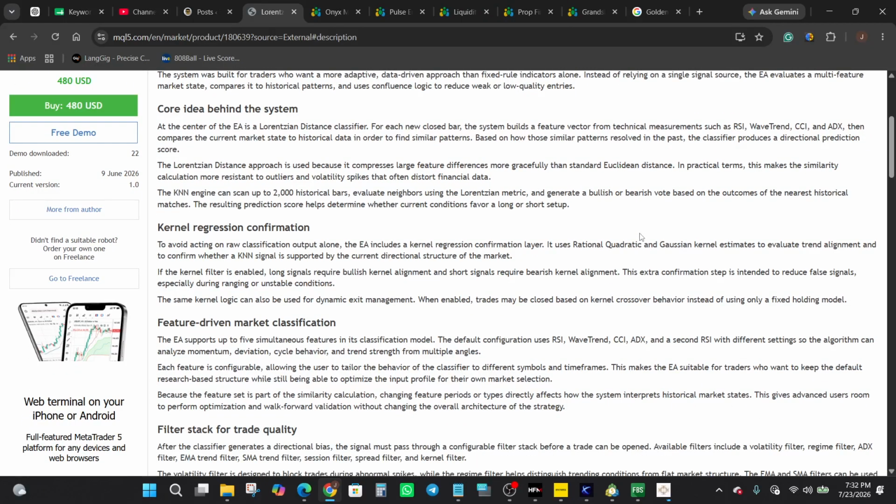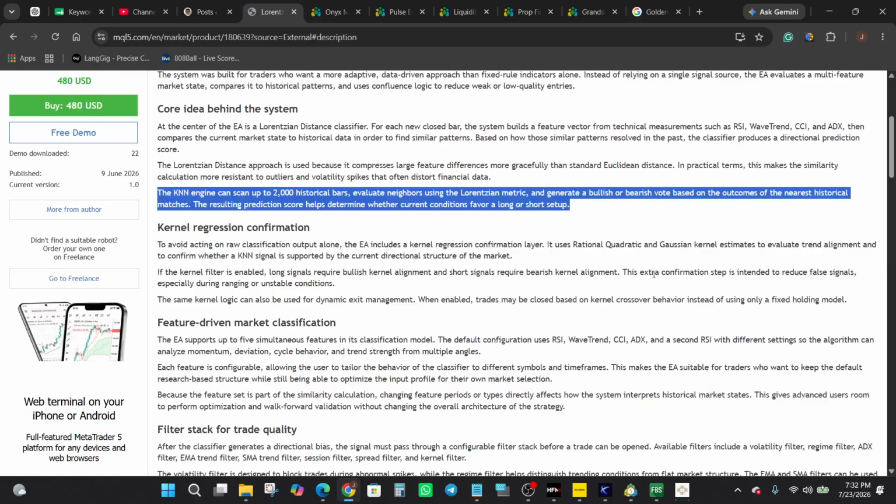The reason the developer chose Lorentzian distance over standard Euclidean distance comes down to volatility handling. In financial markets, extreme price spikes often skew traditional statistic models. Lorentzian distance compresses large outlier differences, allowing the KNN engine, which can scan up to 2000 historical bars, to find structural similarities without getting distorted by sudden market noise.